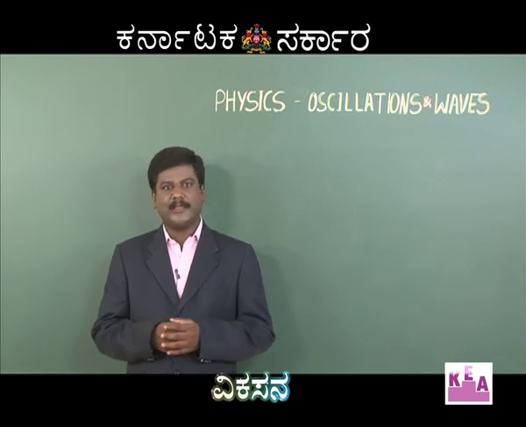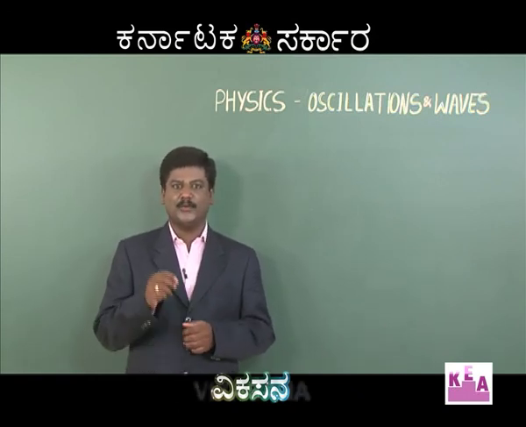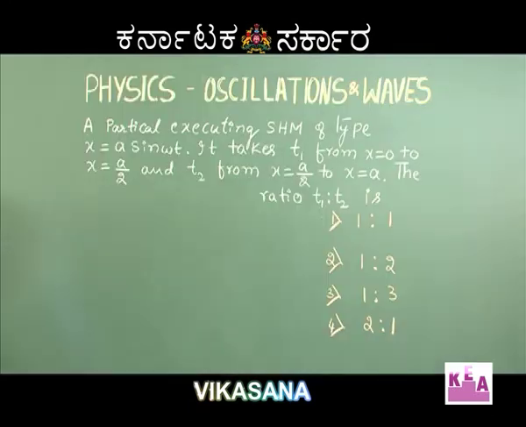ಪ್ರಿಯ ವಿದ್ಯಾರ್ಥಿಗಳೇ, ಈ ಕಾನ್ಸೆಪ್ಟ್ಸನ್ನು ಯೂಸ್ ಮಾಡಿಕೊಂಡು ಕೆಲವು ಮಾಡಲ್ ಕ್ವಶನ್ಸನ್ನು ಸಾಲ್ವ್ ಮಾಡೋಣ. ಫಸ್ಟ್ ಕ್ವಶನ್ ನೋಡೋಣ. ಎ ಪಾರ್ಟಿಕಲ್ ಎಕ್ಸಿಕ್ಯೂಟಿಂಗ್ SHM ಆಫ್ ಟೈಪ್ x is equal to a sin omega t. It takes time t1 from x is equal to 0 to x is equal to a by 2 and t2 from x is equal to a by 2 to x equals a. The ratio t1 is to t2 is option 1, 1 is to 1, option 2, 1 is to 2, option 3, 1 is to 3, and option 4, 2 is to 1.